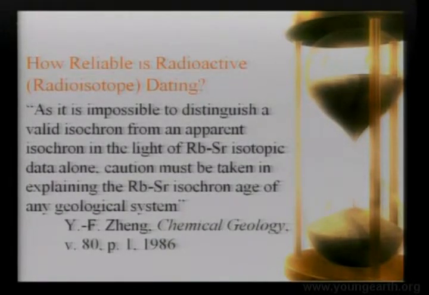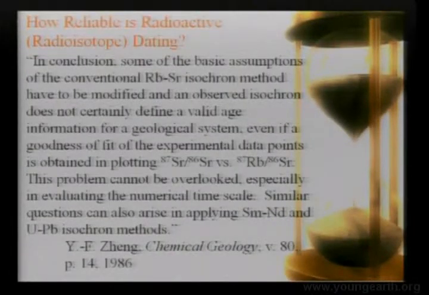And I close with this quote. This comes from the technical scientific literature. "As it is impossible to distinguish a valid isochron from an apparent isochron in the light of rubidium-strontium isotopic data alone, caution must be taken in explaining the rubidium isochron, the age of any geologic system." And he concluded, "In conclusion, some of the basic assumptions of the conventional rubidium-strontium isochron method have to be modified, and an observed isochron does not certainly define a valid age information for a geological system, even if a goodness of fit of the experimental data points is obtained in plotting the strontium versus the rubidium.